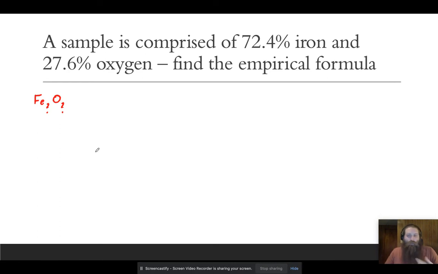Okay? The second thing we need to do is convert our percents to grams. Now, this is really easy. I'm just going to change the percent sign to a gram sign. The reasoning behind this is I'm assuming I have a 100-gram sample. It gave me 72.4% iron and 27.6% oxygen. So if I assume my sample is 100 grams, that just means 72.4 grams of iron and 27.6 grams of oxygen.